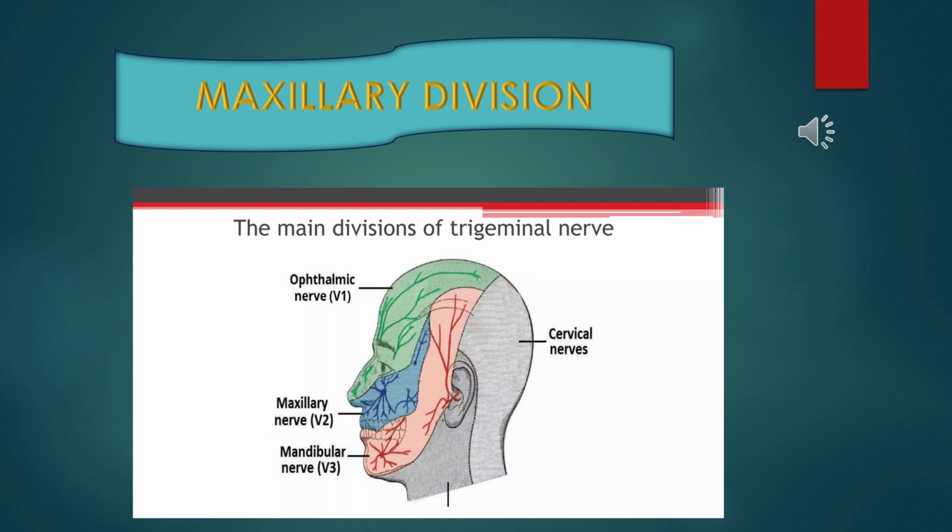In the previous two sessions, I discussed the trigeminal nerve, in which I told you that the trigeminal nerve is a mixed cranial nerve and it is the largest cranial nerve. And I told about the three divisions of the trigeminal nerve, that is ophthalmic, maxillary and mandibular, in which I have explained the ophthalmic division. And now today I am going to explain the maxillary division of the trigeminal nerve.